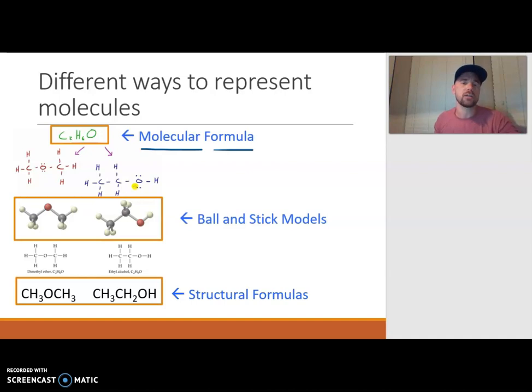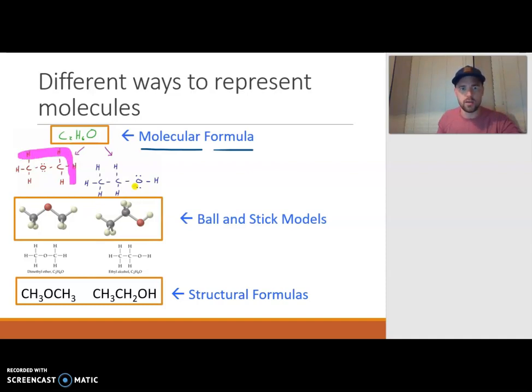But all a molecular formula does for us is simply tell us what elements are in the compound and how many there are. That's it, and it doesn't really give us more information than that. So if we consider the molecular formula C2H6O, that's not really being very specific. And actually, there are 2 possibilities for that compound.